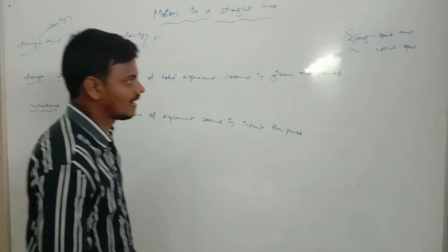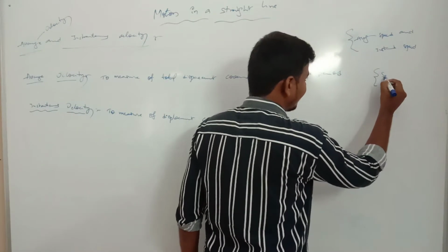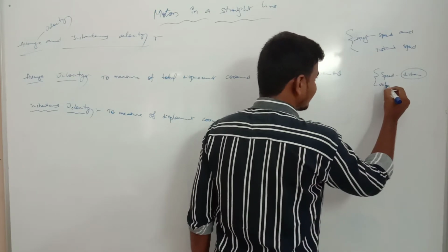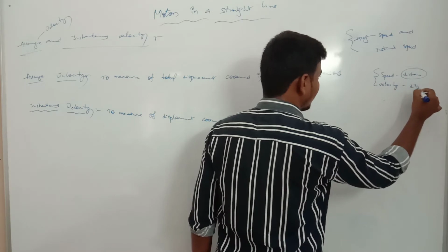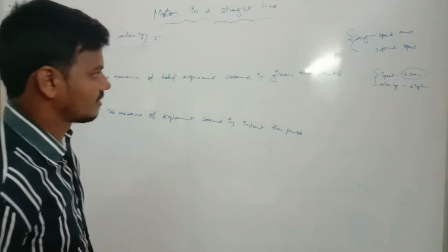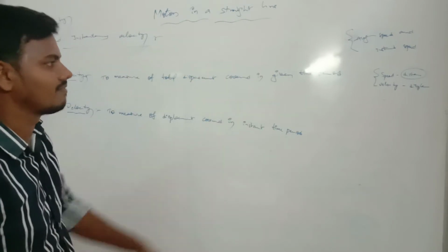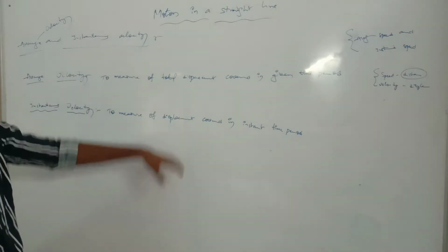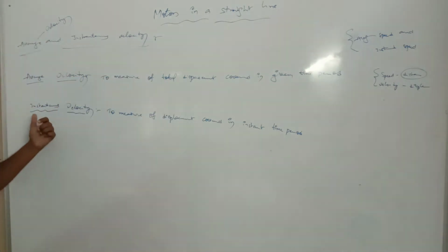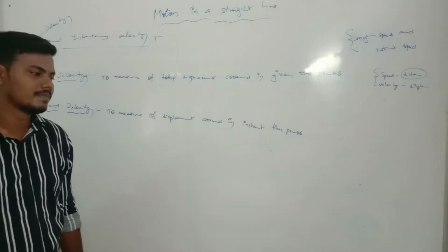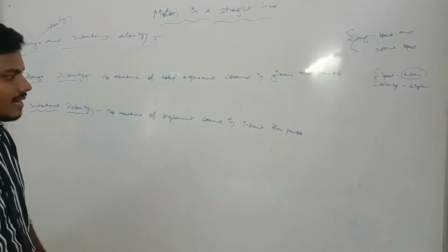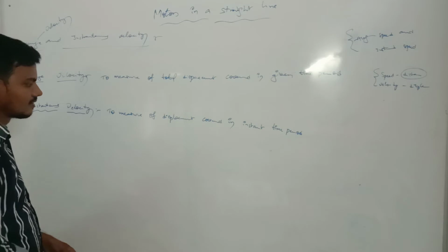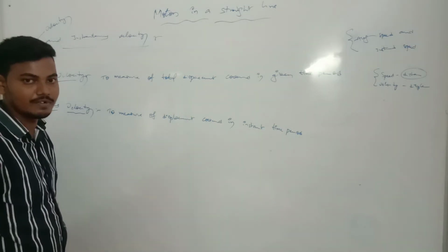Speed always means distance property. Velocity means displacement property. Average velocity is the measure of total displacement covered in a given time. Instantaneous velocity is the measure of displacement covered in an instant of time. Instant means we apply it to the smallest, shortest places, the shortest displacement between any two objects.